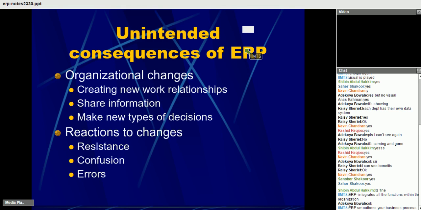What are the unintended consequences of ERP? Organizational changes, creating new work relationships, sharing information, making new types of decisions, and the reaction to changes is resistance, confusion and errors.